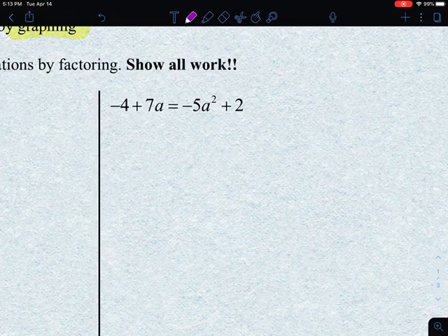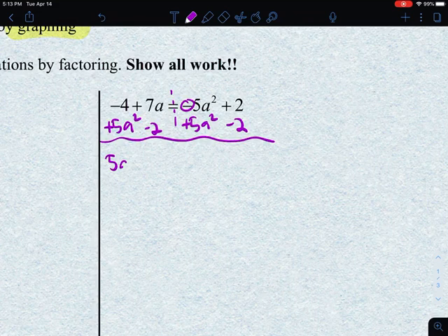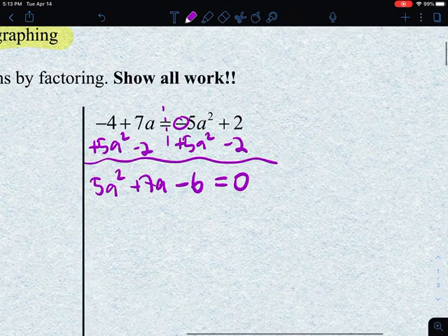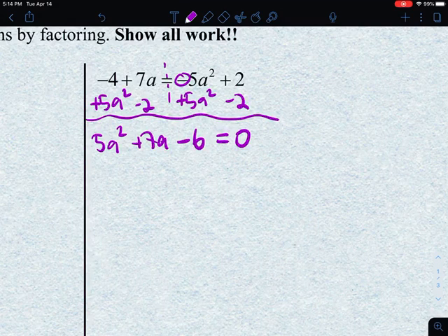Okay, so once again, first step is to get one side equal to 0. Because this is a negative 5a squared, I'm going to add 5a squared to both sides, so I make my right-hand side equal to 0, and then also subtract 2. So I should end up with 5a squared plus 7a minus 6 equal to 0. And now I have to factor. Here I want two numbers that add to 7 and multiply to negative 30.